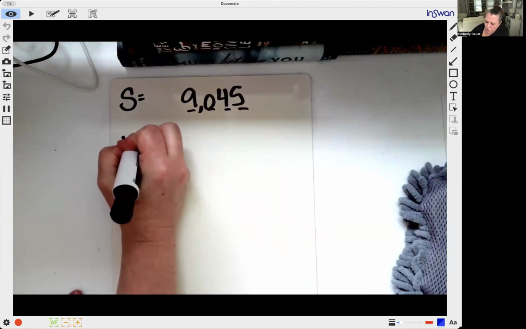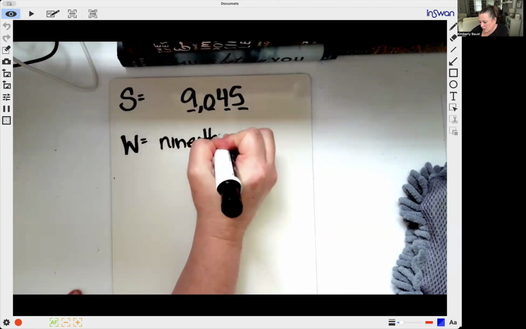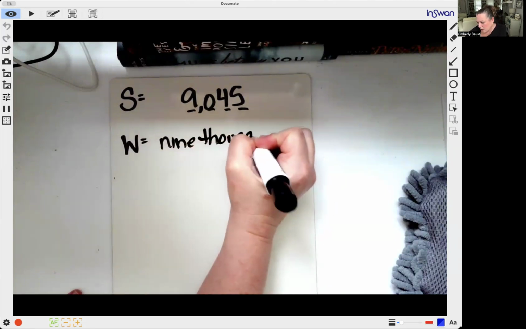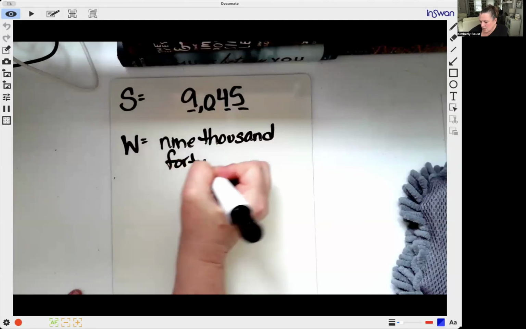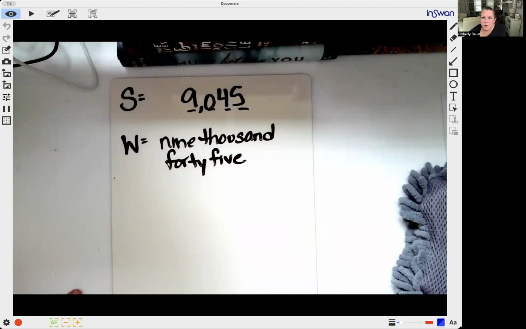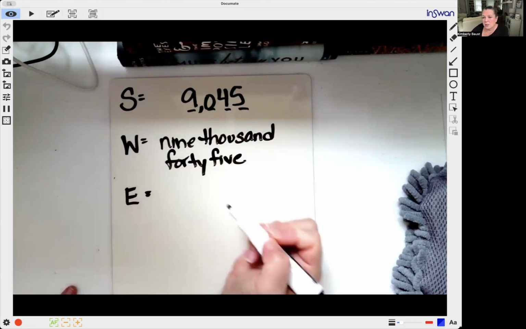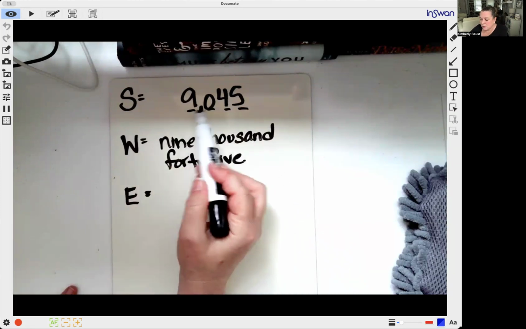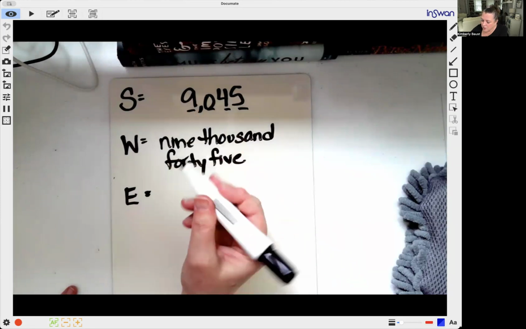So when we write the word form, 9,045, you don't put anything having to do with the hundreds. You don't put 0 hundreds or anything like that. Now, the expanded form, you get to leave it out just like you did with the word form. Standard form is the only one where you have to include it. So what's the value of the 9?